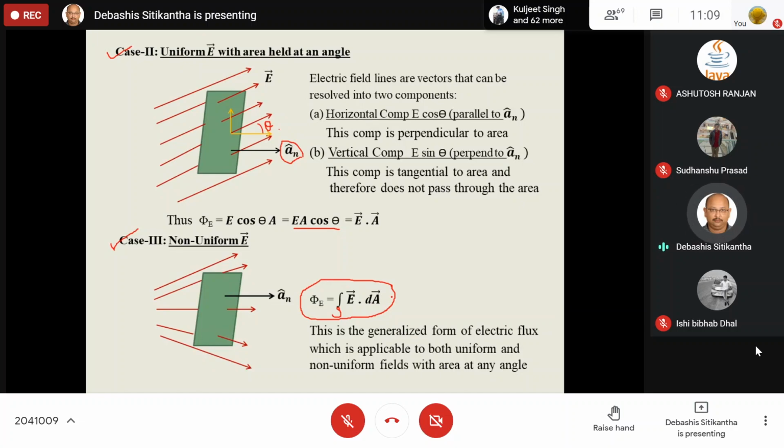Please remember that this is the most generalized expression of electric flux, because it is not only applicable to non-uniform electric fields, but equally applicable to uniform electric fields. Secondly, it is applicable to any electric field, whether it passes perpendicularly to the area or makes an angle. That is why it is known as the generalized form of electric flux. Last class we discussed up to this, and I hope everybody has understood it.